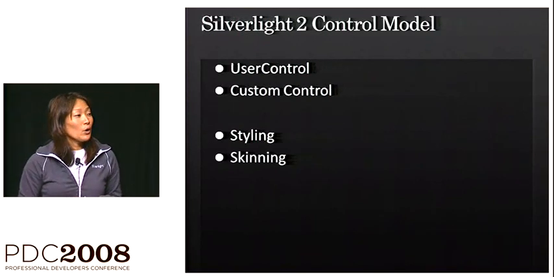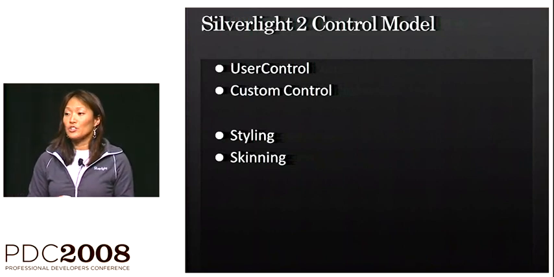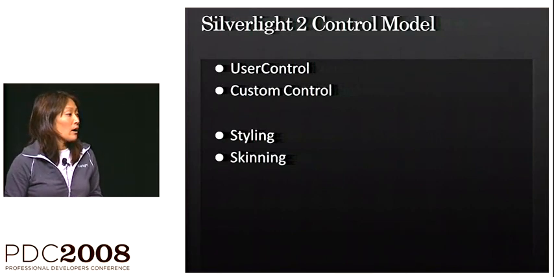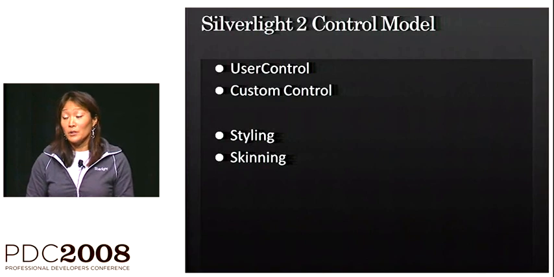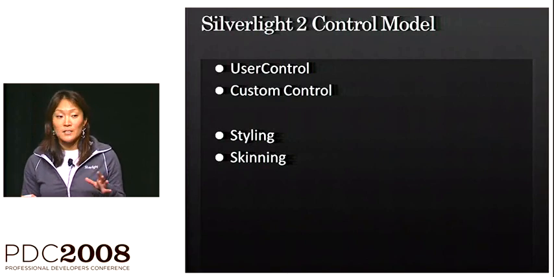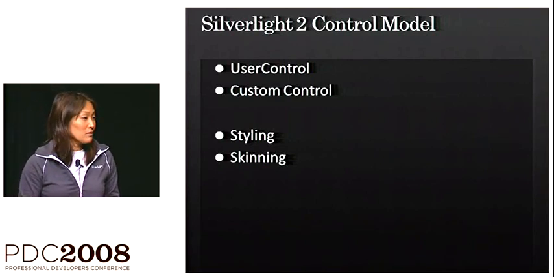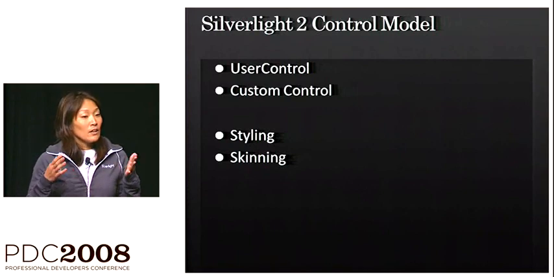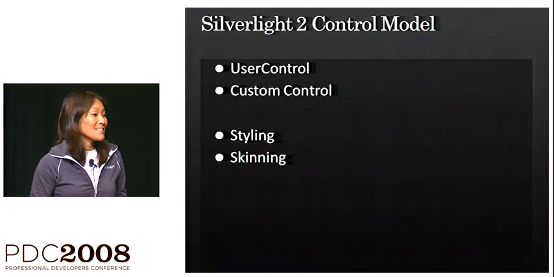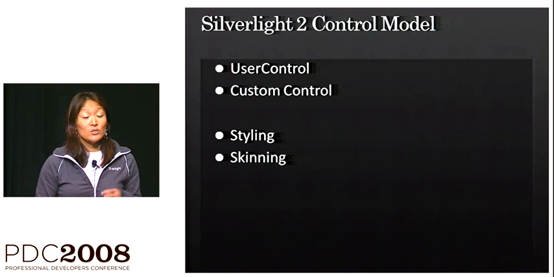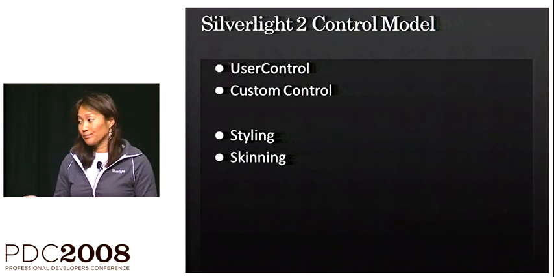Okay, so the key points of the Silverlight 2 control model, just at the highest level, are that there's two types of controls that you can build. There are user controls and custom controls, and we'll talk about them very briefly. And then we'll talk about the different ways that you can customize an existing control, and that is through skinning and through styling.